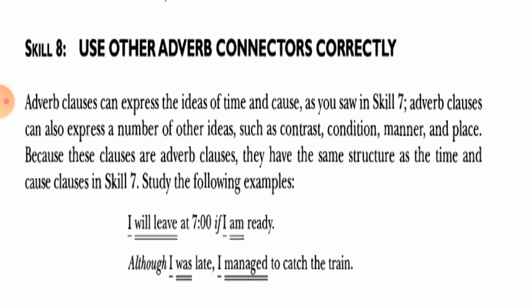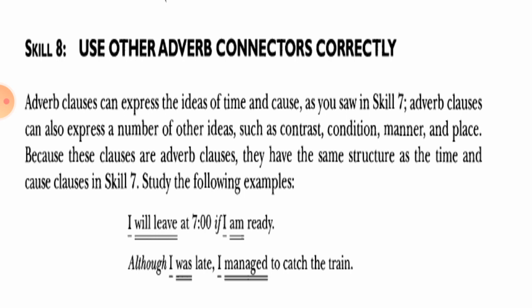The first sentence is, I will leave at 7 o'clock if I am ready. This sentence has two clauses. The first clause is, I will leave at 7 o'clock. And the second clause is, I am ready. And the connector here is the word if, and it expresses the idea of condition.